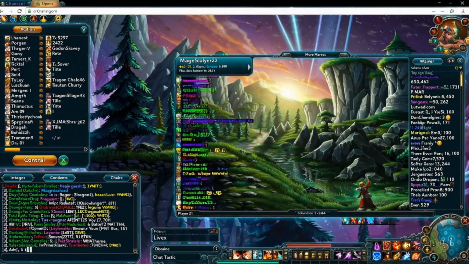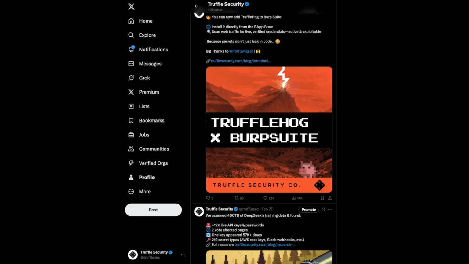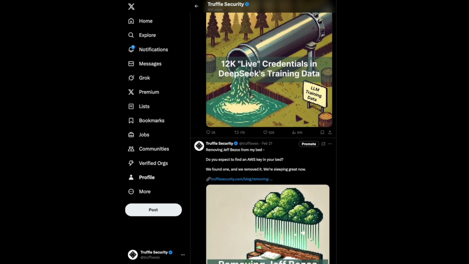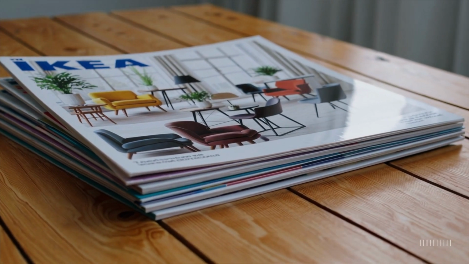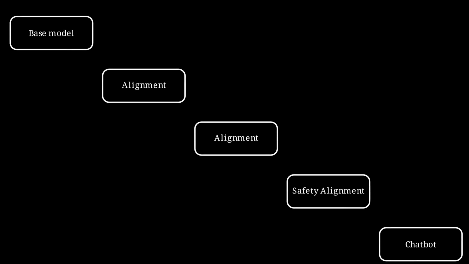Like if the language model is trained on all of World of Warcraft chat and all of Twitter and every IKEA catalog, why is it that the language model doesn't behave like an IKEA catalog? Instead, it behaves like a helpful little chatbot. The truth is, training on all of the data available to these language models is really only the first step in several steps necessary to get the language model to actually do something productive.